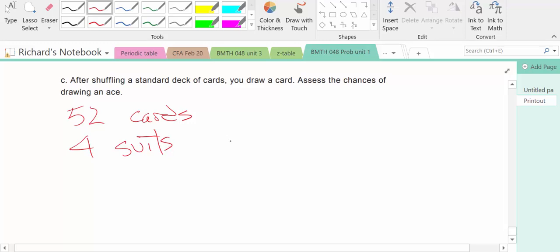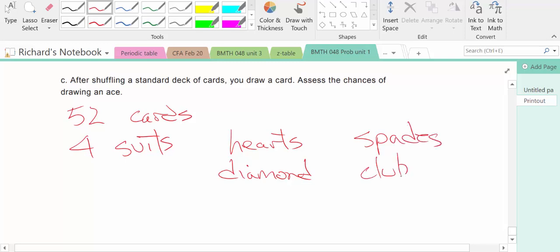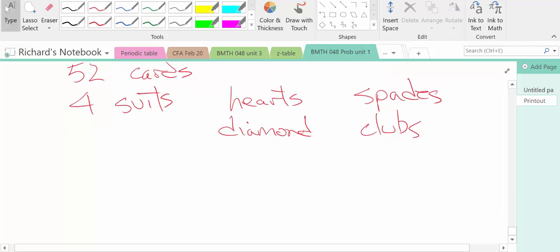You have hearts, diamonds, spades, and clubs. So how many of each suit are there? There's a total of 52 cards. 52 divided by 4 is 13. So in each deck of cards, there are 13 hearts, 13 diamonds, 13 spades, 13 clubs.